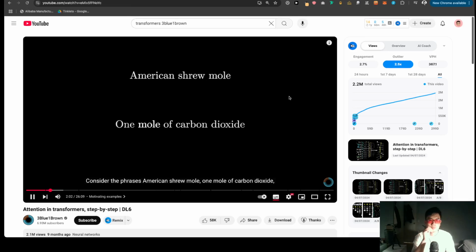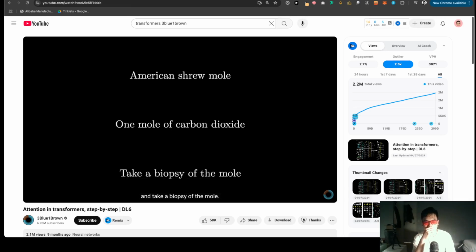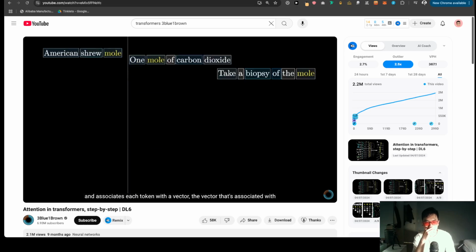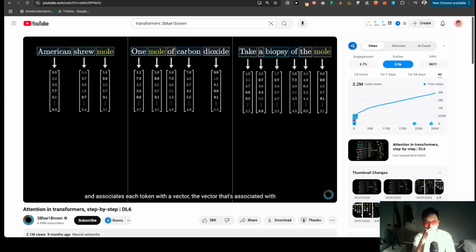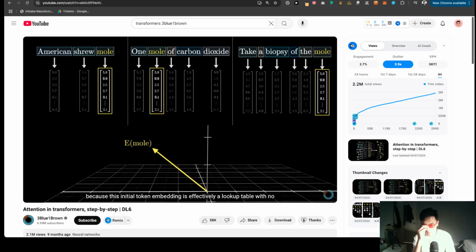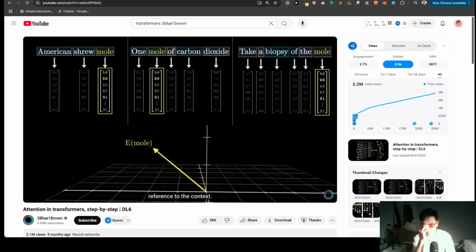An American true mole, one mole of carbon dioxide, and take a biopsy of the mole. You and I know that the word mole has different meanings in each one of these, based on the context. But after the first step of a transformer, the one that breaks up the text and associates each token with a vector, the vector that's associated with mole would be the same in all three of these cases, because this initial token embedding is effectively a lookup table with no reference to the context.